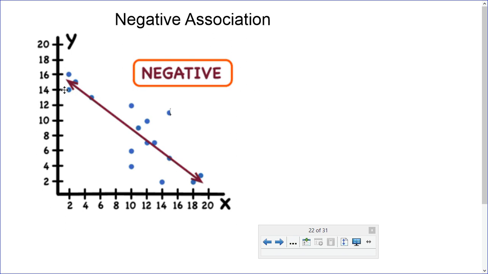Here's a negative association. What it looks like, the dots, notice they're decreasing on the y value and increasing on the x. So y is going down as x goes to the right. So the points are going down. So the line that's slanting down, a line of best fit, that would be a negative slope.